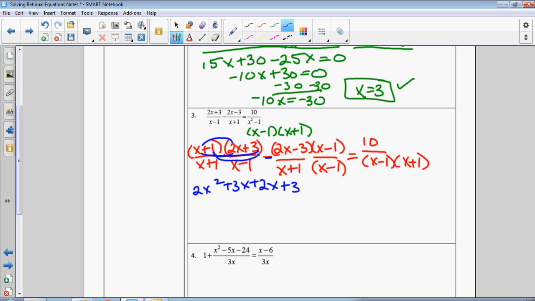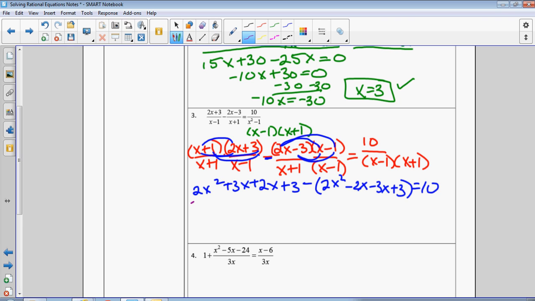Don't forget about this minus here. This minus is going to be attached to my answer when I FOIL over here. So 2x squared and minus 2x minus 3x and plus 3. Like this, and this equals 10. So let's see now what I do when I distribute my minus.